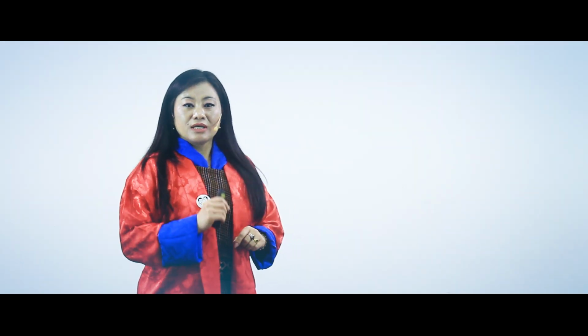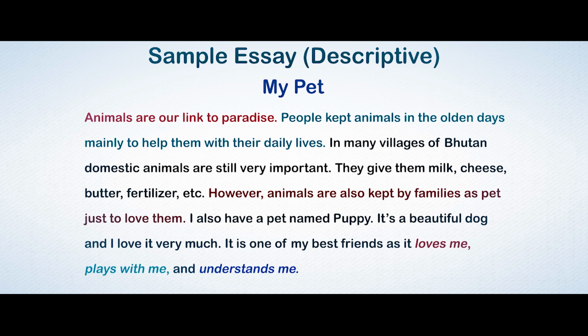I have an example here to help you understand more. This example is a sample essay, and it's a descriptive essay. The title of this essay is My Pet. The first sentence says, "Animals are our link to paradise." This first sentence is called the opening sentence. The author has tried to make it interesting or catchy by using figures of speech, in particular hyperbole, because there's exaggeration here. It says animals are our link to paradise.